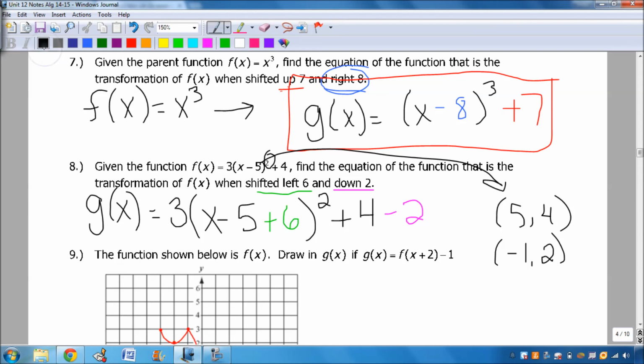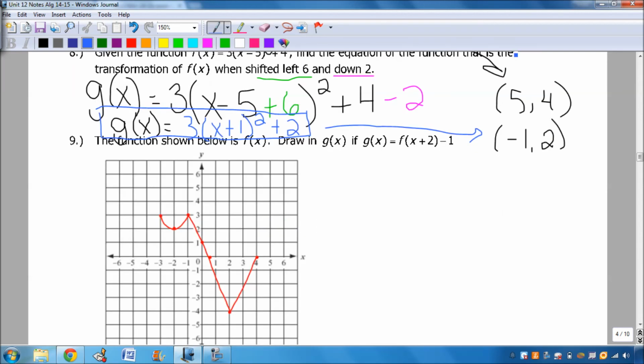So then when I combine my like terms right here, I end up getting g of x is equal to 3 times the quantity x plus 1 squared plus 2. And that will give us our vertex of -1, 2. Okay? All right, last one, number 9.